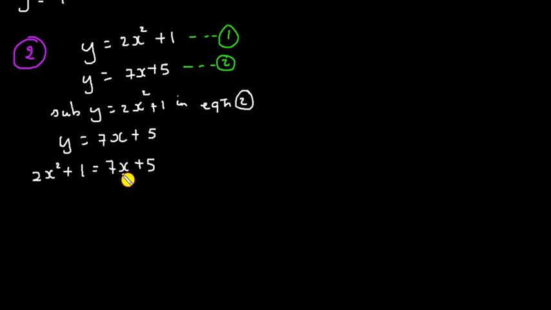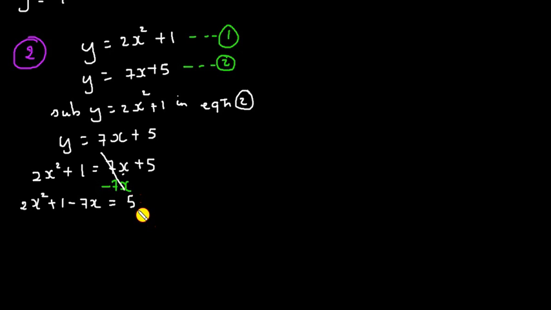To get rid of 7x, I simply subtract 7x. If I subtract 7x on both sides of the equation, then I have 2x squared plus 1 minus 7x is equal to, well, we know 7x minus 7x will go, equal to 5. But we have another problem. We have another intruder, 5.